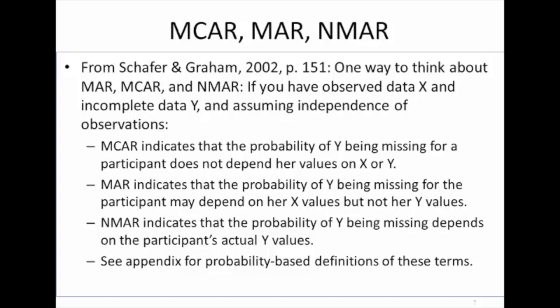One way to think about MCAR, MAR, and NMAR is to envision a scenario where you have some observed data in a variable X and missing data in a variable Y. If you're willing to assume independence of observations, which is an ordinary assumption that we make in many statistical analyses, then missing completely at random indicates that the probability of Y being missing for a particular participant does not depend on her values of either X or Y. Missing at random indicates the probability of Y being missing for the participant may depend on her X values, but not her Y values. So this is sometimes referred to as conditionally missing at random, because the missingness on Y is conditional on something else for which you have observed data.